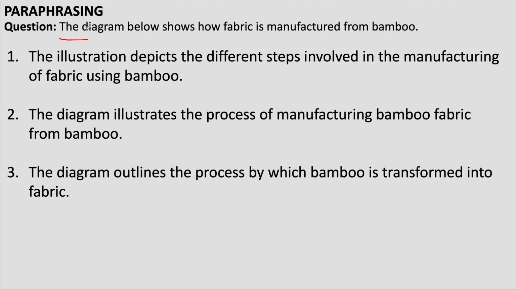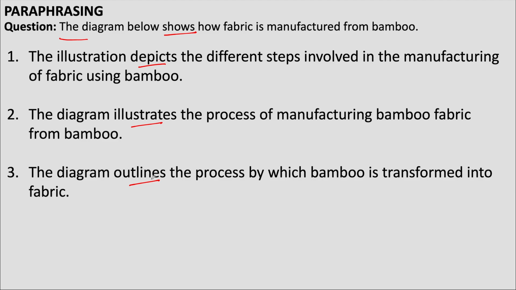The first thing we usually try to change is the verb. Instead of shows, we can use words such as depicts, illustrates, or outlines. The word outlines is slightly different from the other three. It means give a general description of. It works well for process questions because we are describing the stages of a process. However, I'd usually avoid using it for graphs and charts.